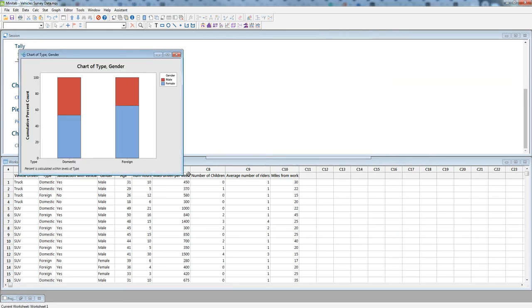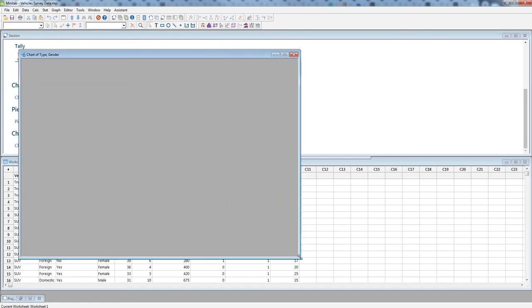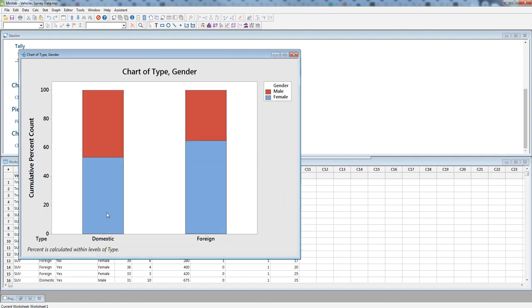There we go. Oh, interesting. Okay. Not what I was expecting to happen. So this is 100% of all the domestics. I'm looking at just domestic cars, and it appears that it's about even for domestic. But when I go to foreign cars, more females appear to buy foreign cars than males. That's a rather interesting graph.